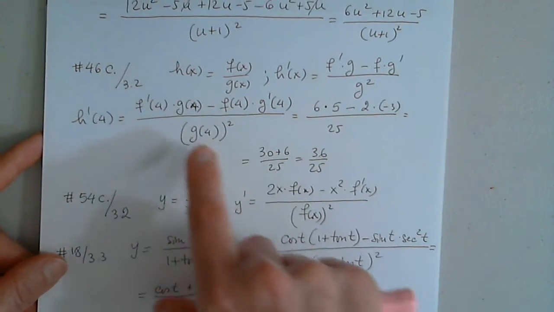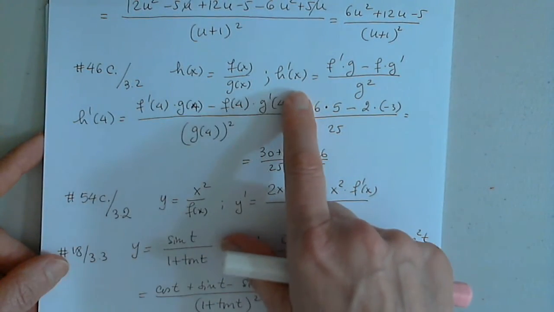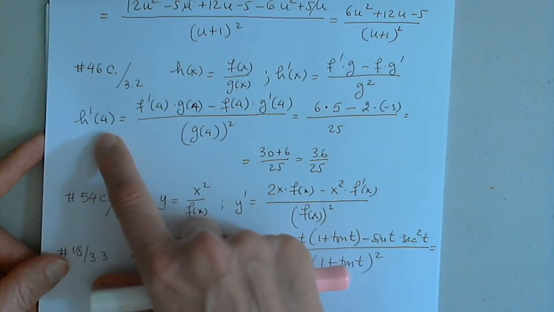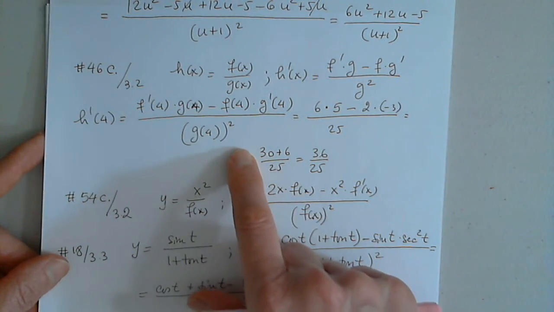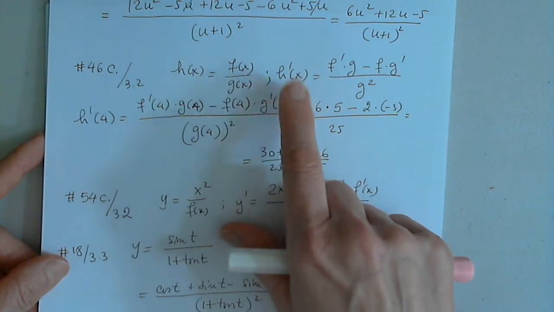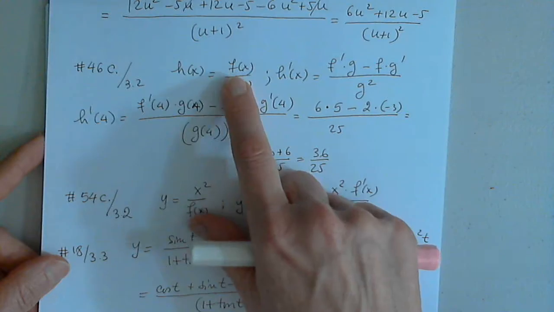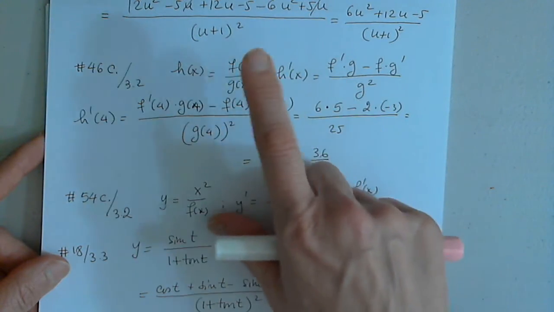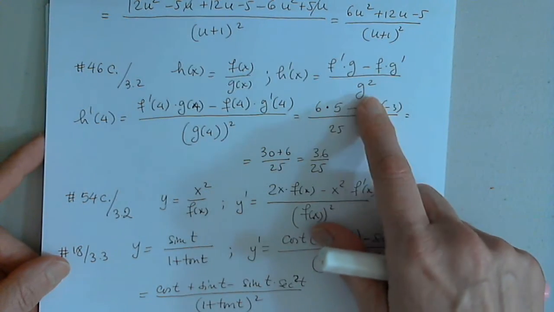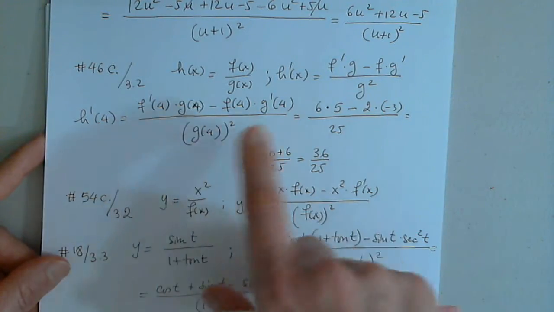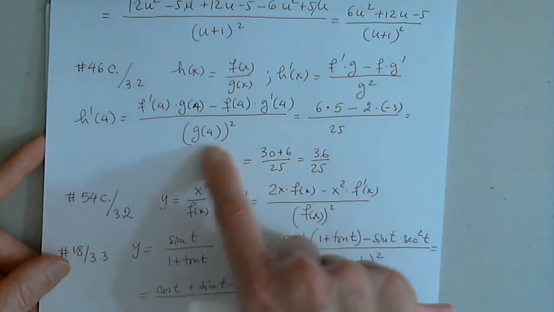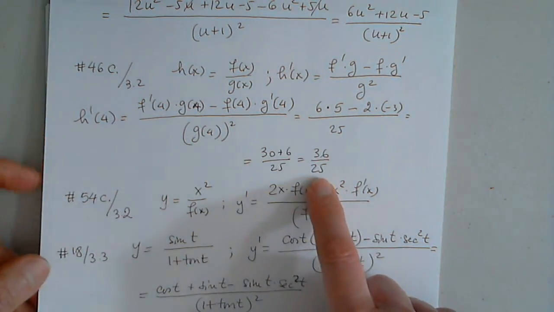Next step, we were given a function. We're asked to evaluate it at 4. And we were given all these numbers in the problem. First, I have to find h prime. Top function prime times the denominator minus the top times the denominator prime over the denominator squared. And after I'm done with that, I select all the values given, and I get this.